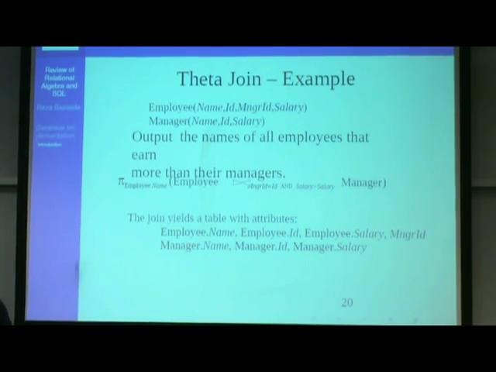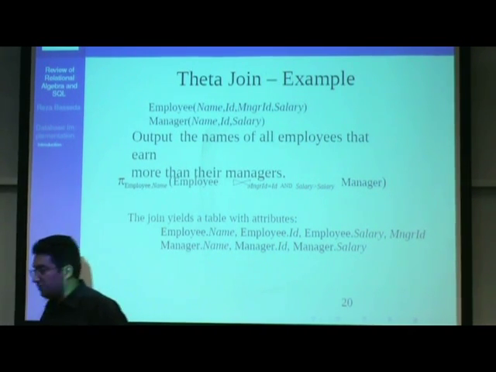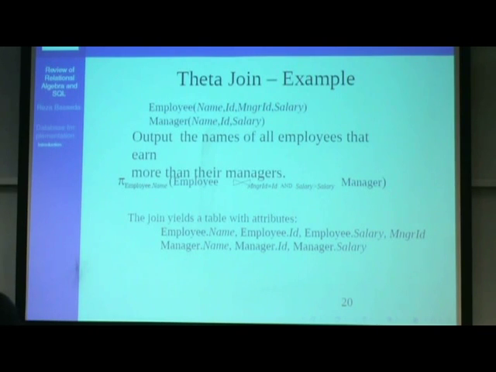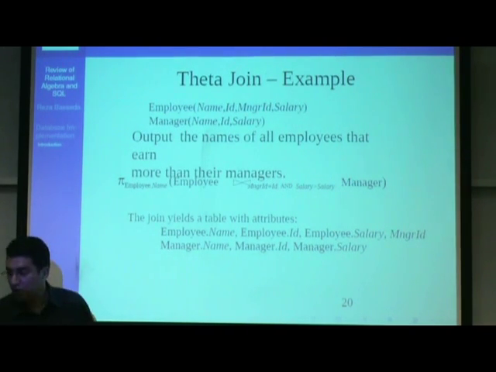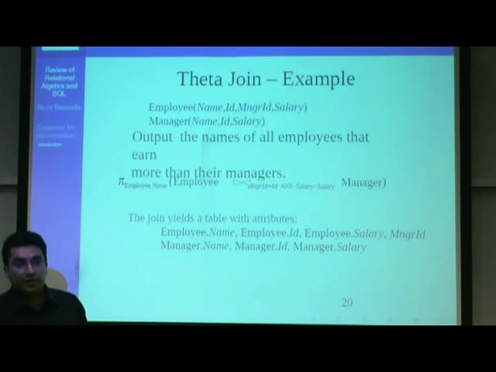So these two tables can have overlap. Assume that these two tables can have overlap. Now we want to compute a relationship where the names of all of the employees that are getting more than their boss is shown.